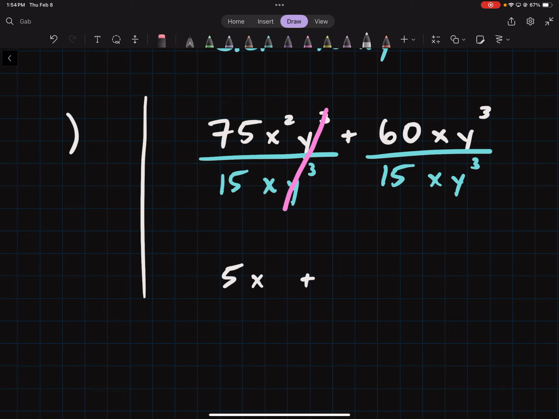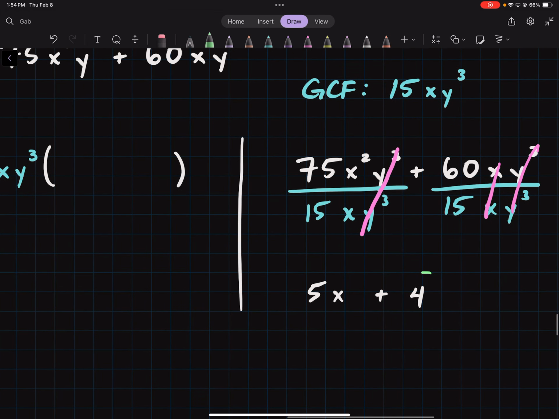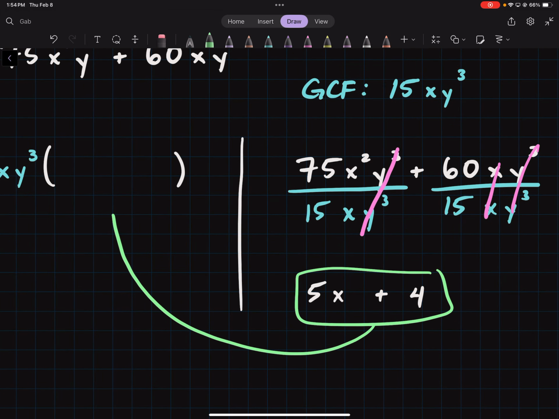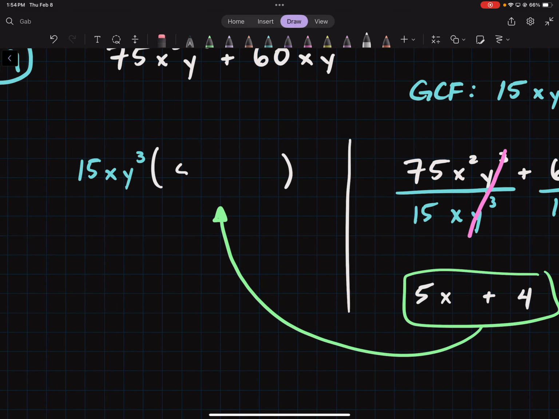60 divided by 15. What did he just say? It's 5 or 4? 4. Okay, x divided by x, it's gone. And then the y cubed and y cubed? Gone. Okay. So you got 5x plus 4. So you're going to take that, throw it inside the parentheses, and then this is your factored form right here.